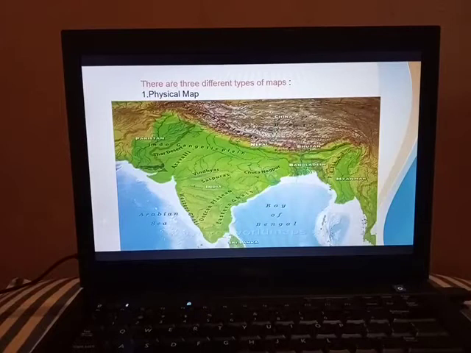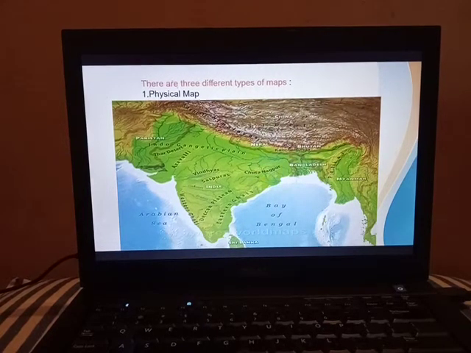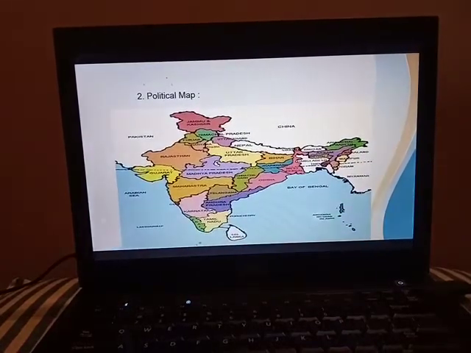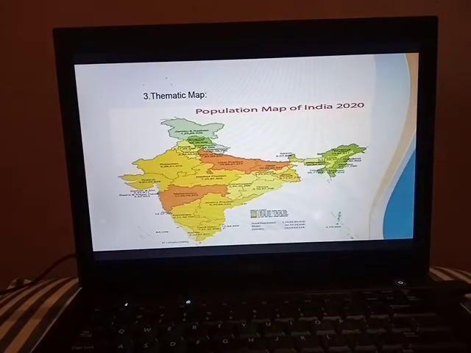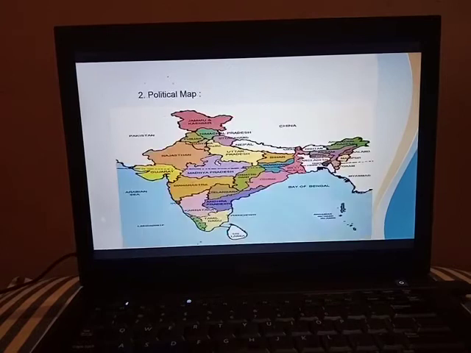Today we have learnt about the shape of the earth. Next we'll move on to the different types of maps. Maps are of three kinds. The first one is the physical map, the second one is the political map, and the third is the thematic map.